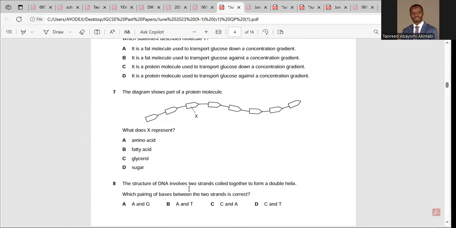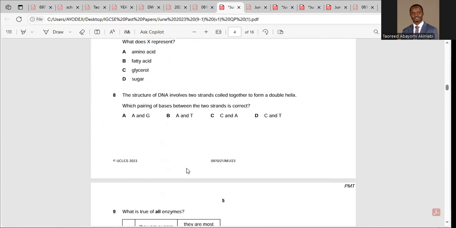That's option A. For question 8, the structure of DNA involves 2 strands coiled together to form a double helix. Which pairing of bases between the 2 strands is correct? Now, there are 4 bases present in the DNA. The bases are adenine, represented as A, thymine, that's T, guanine, that's G, cytosine, that's C. And adenine must always pair with thymine, and guanine must always pair with cytosine. That means the right option here is option B.